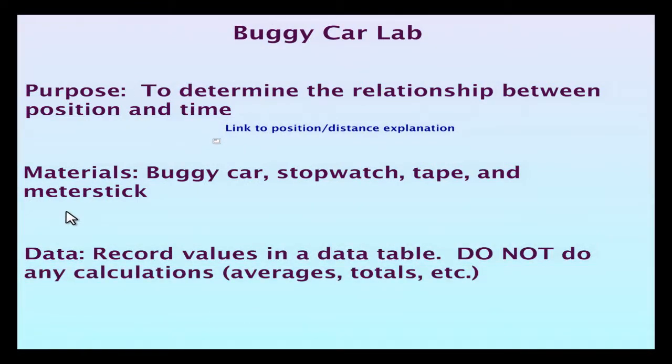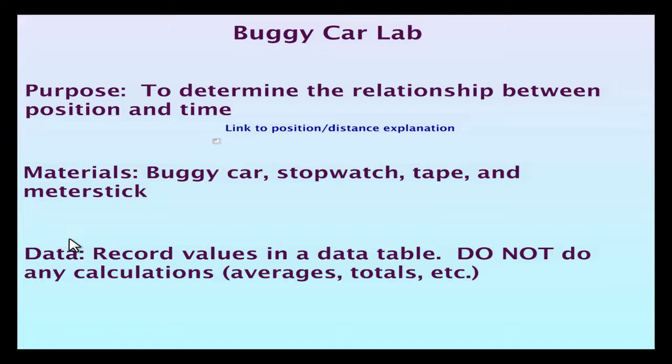So the question is, what values do you want to record if you want to determine the relationship between position and time? Remember, you want to do it accurately, so you're going to want to have multiple trials and travel to multiple different positions. Your job here is to figure out how many different positions you think you need to travel to, and how many different trials you think you need to use.